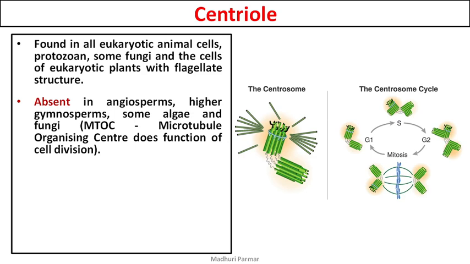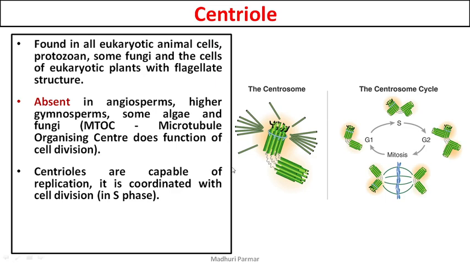Then you may be questioning, how does cell division happen in plants? It happens through this MTOC, the microtubule organizing center. Centrioles are capable of replication. So this is one centrosome which has these two centrioles. It can replicate, and when will it replicate? Its replication is coordinated with the cell division cycle. Remember the cell cycle? We will be discussing that chapter next.